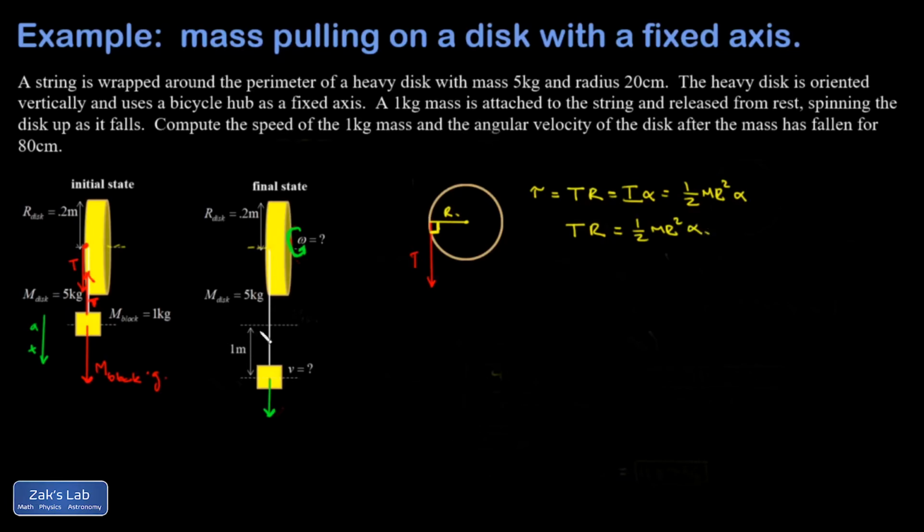There's one additional thing to realize here. The block is accelerating downward with an acceleration of a. That means the string is accelerating downward with an acceleration of a, and it's not slipping on the edge of this disk, which means the edge of the disk has a tangential acceleration of a at this moment, and there's a relationship between tangential acceleration and angular acceleration, and this allows me to eliminate alpha from the torque equation.